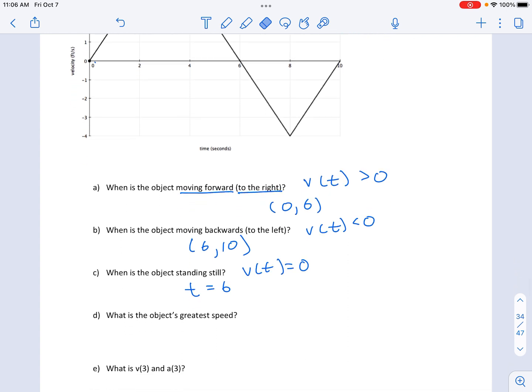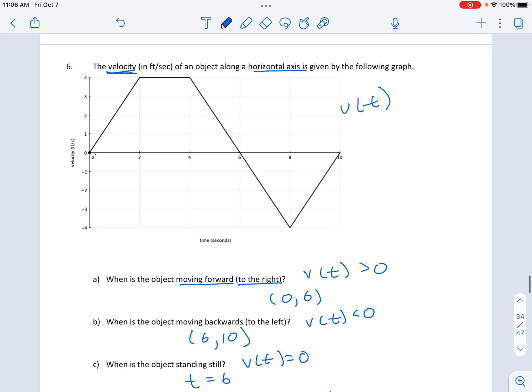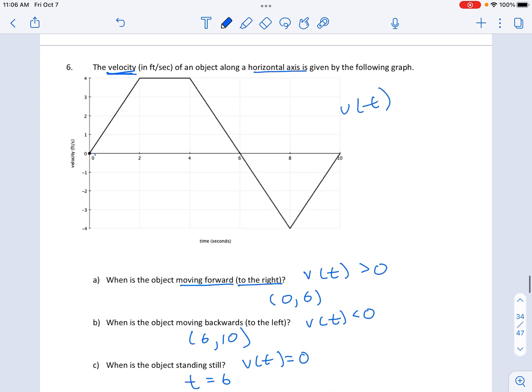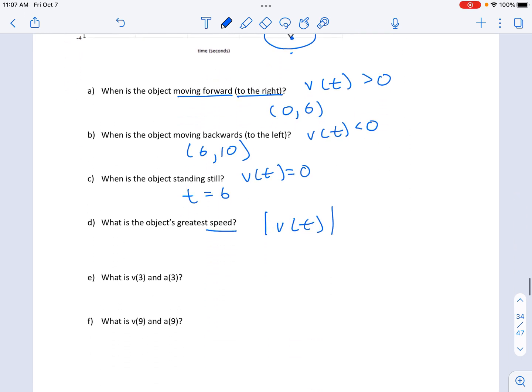Okay, what is the object's greatest speed? So remember, speed is the absolute value of your velocity function. This is your velocity function here. So we want the greatest value that this takes on, regardless of whether it's negative or positive. It just happens the greatest y value is 4, and this value is negative 4, so absolute value is still 4. So the greatest speed would be 4 feet per second.